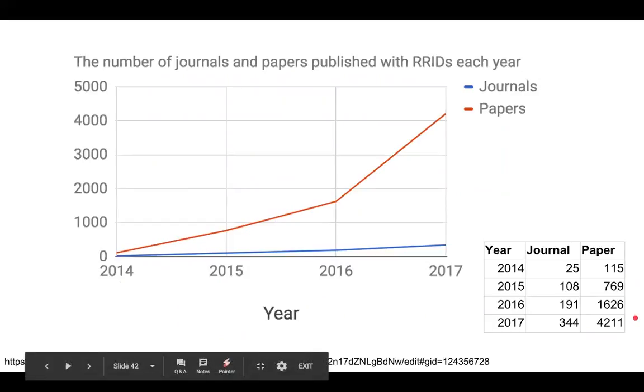So if we continue with this doubling effort, then we know that within 5 to 10 years, we should actually be able to have roughly all the journals that are indexed by PubMed, and hopefully a good chunk of those papers.